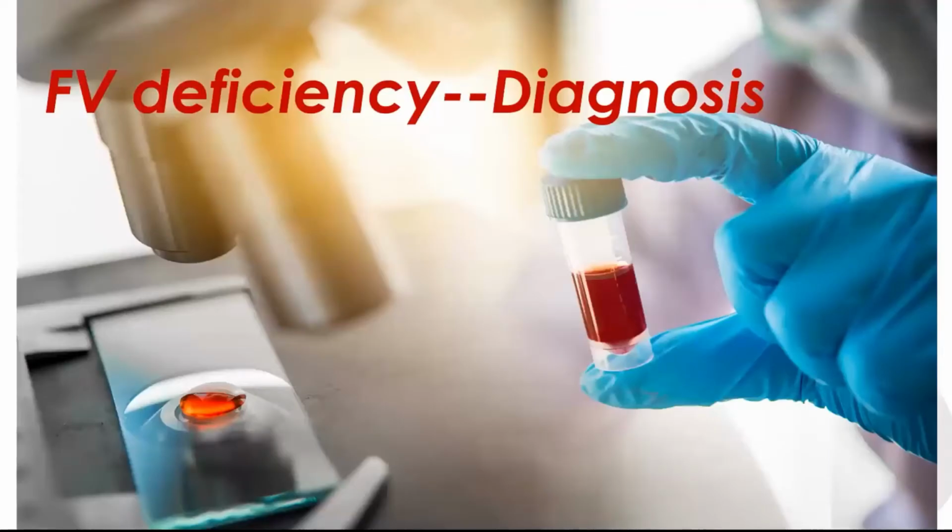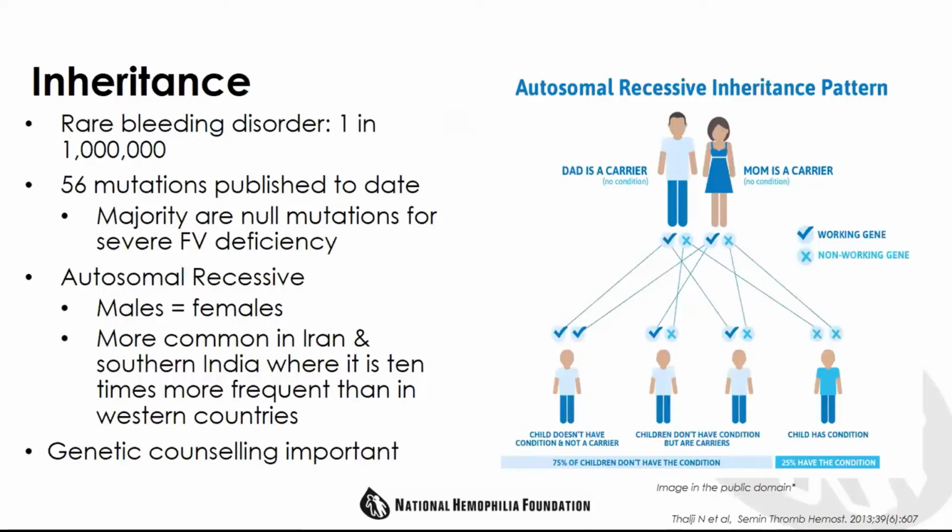Moving on to the diagnosis. It is a very rare bleeding disorder with a prevalence of about 1 in a million. There are 56 mutations that we know of. The majority of the people who have severe Factor V deficiency, that is very low levels of Factor V, have null mutations. A null mutation is one in which no protein is being synthesized. It is an autosomal recessive bleeding disorder where males and females are equally affected.